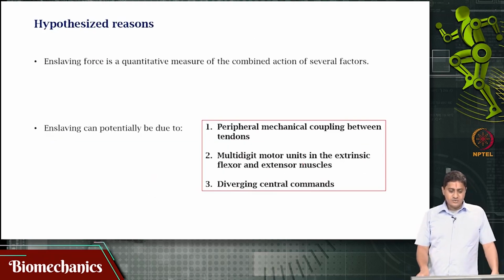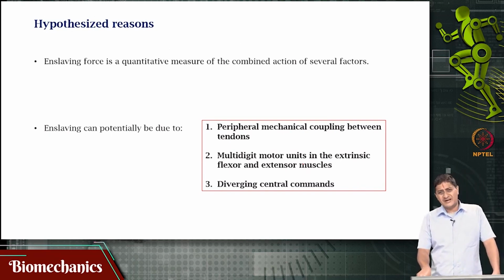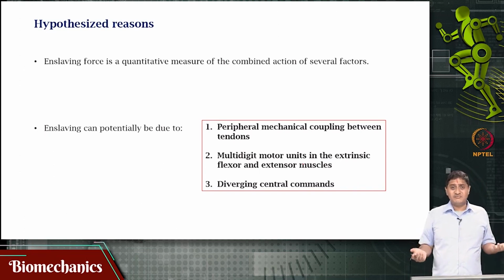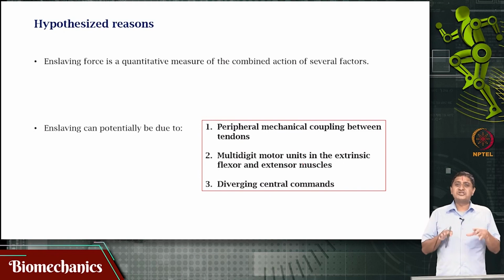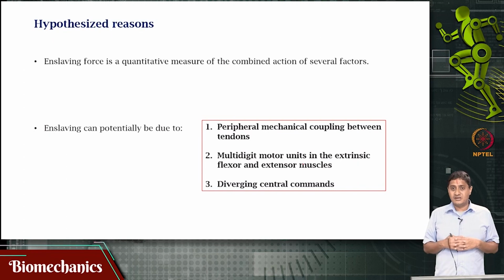Okay. So, I can actually measure the enslavement using the fingertip forces, right. It is a quantitative measure. There is a way to quantitatively measure this. This might be due to many factors or maybe a combination of all these factors. What are these factors? Potentially it may be due to mechanical coupling between tendons that we just discussed, right. There might be shearing, there might be some form of coupling between tendons. So, peripheral mechanical coupling between tendons, that is one possibility.